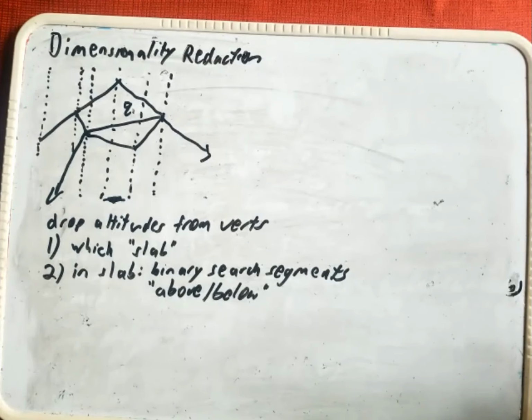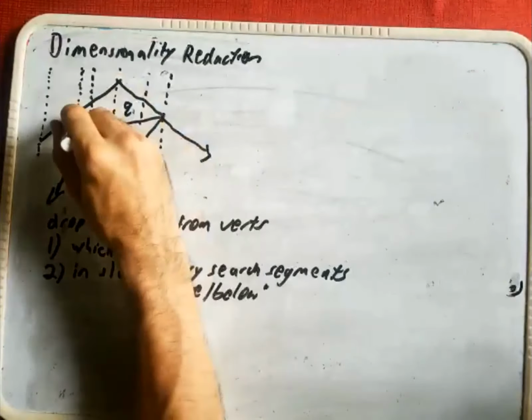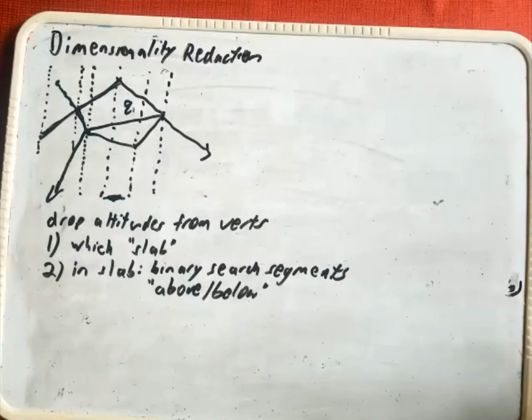The reason the slabs are so important is that they make this notion of above and below completely unambiguous. If I didn't have the slabs and I asked about above or below with respect to these two different line segments, they kind of cross each other, so there isn't a consistent ordering of those line segments that I can use for binary search. But within a particular slab, since there are no crossings, there is a total ordering on the line segments from top to bottom. And I can use binary search on that total ordering in order to find the query point. Does that make sense?